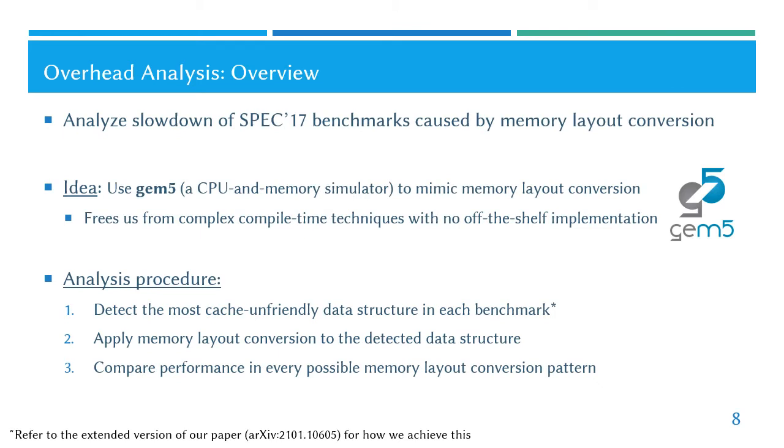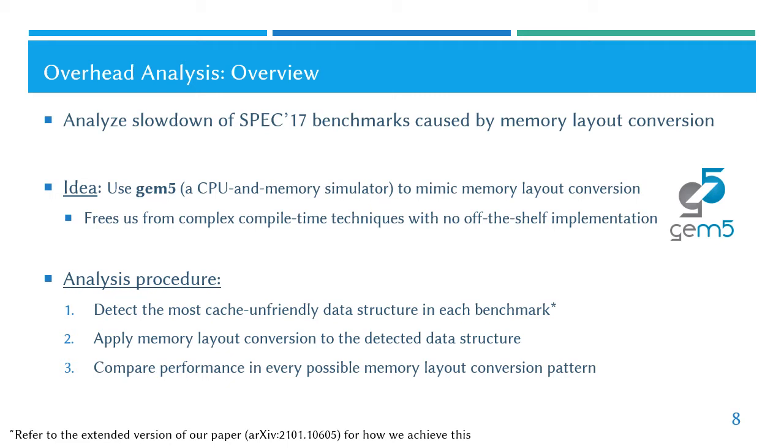We analyzed slowdown of SPEC CPU 2017 benchmarks caused by memory layout conversion. The idea is to use gem5, a CPU and memory simulator, to mimic memory layout conversion. This frees us from using complex compile-time techniques that have no off-the-shelf implementation. The analysis procedure is as follows.